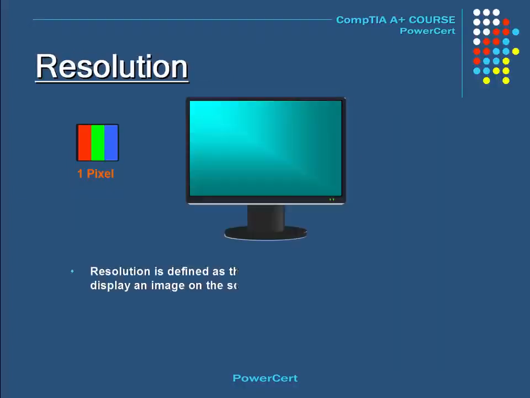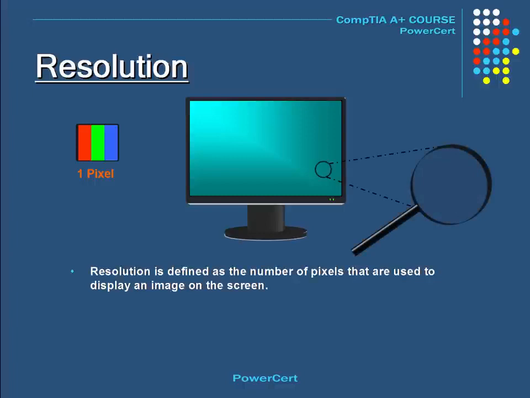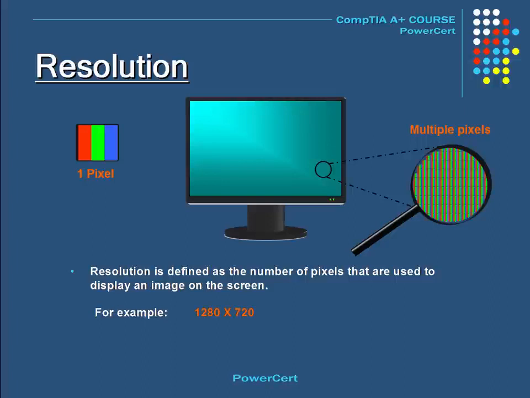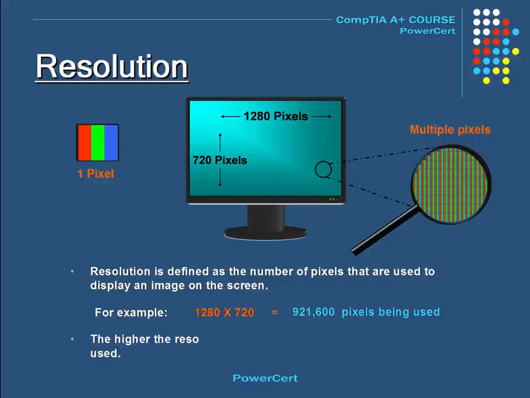Resolution is defined as a number of pixels that are used to display an image on the screen. For example, if a monitor is set to a resolution of 1280 by 720, then this means that there are 1280 horizontal pixels by 720 vertical pixels, which means that there are 921,600 total pixels that are being used. The higher the resolution, the higher the number of pixels will be used, which means a clearer and sharper image.